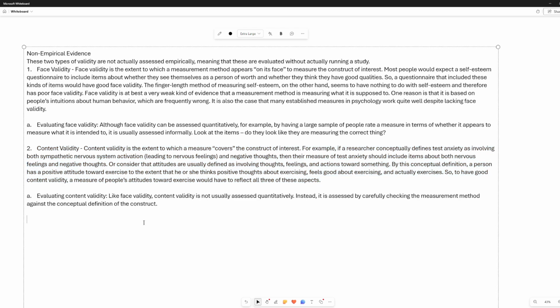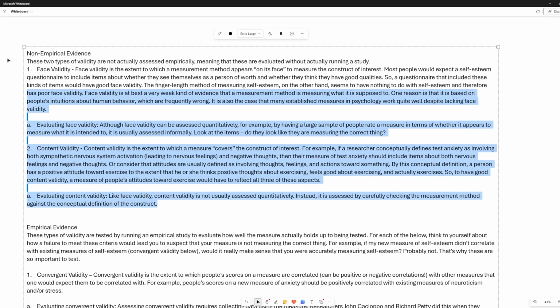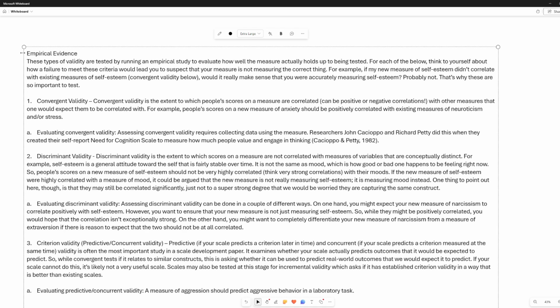Okay, so now we want to actually get into the more empirical evidence things. I'm going to go ahead and delete out the non-empirical here so that we can just focus on the empirical. These are the ones that are probably most important in establishing the validity of your scale. This is where you actually have to run a study, or oftentimes 2, 3, or even 5 studies in order to show the validity of your scale.